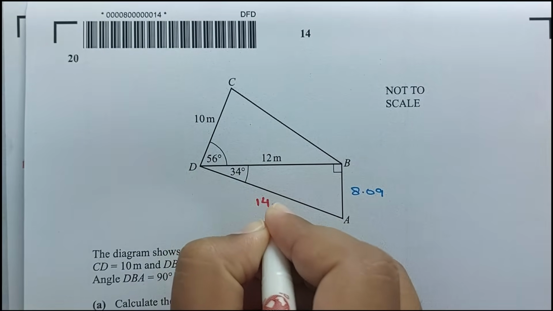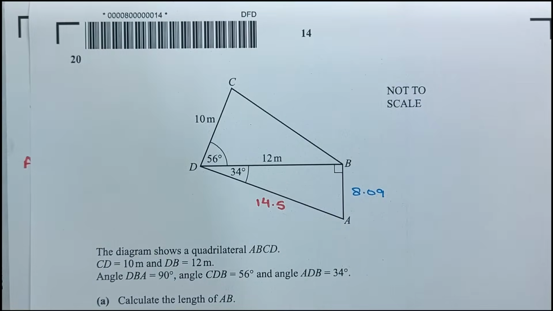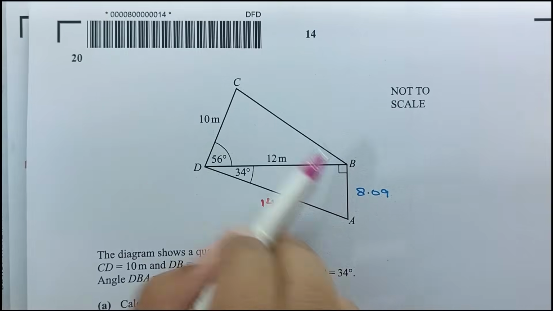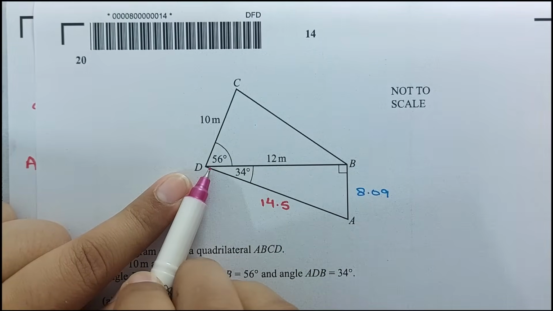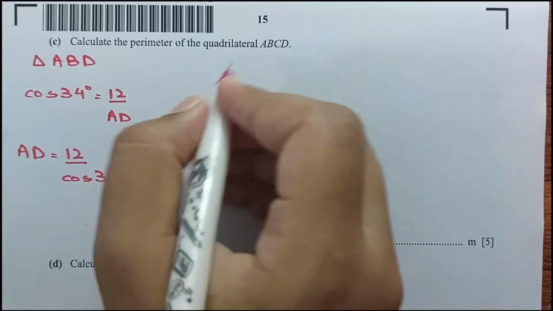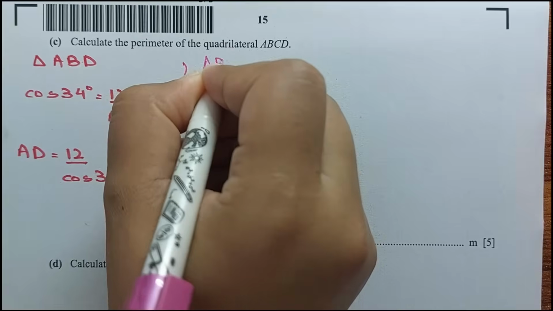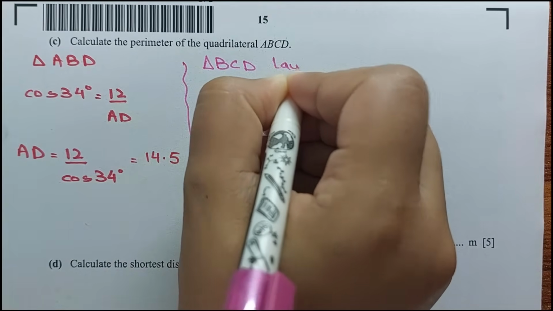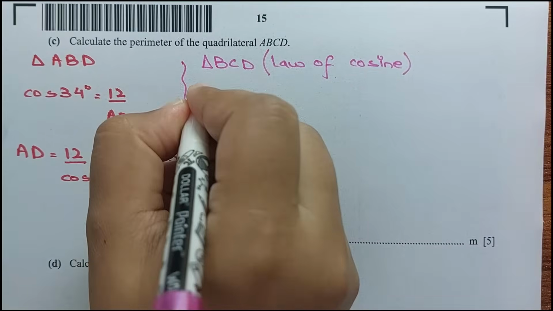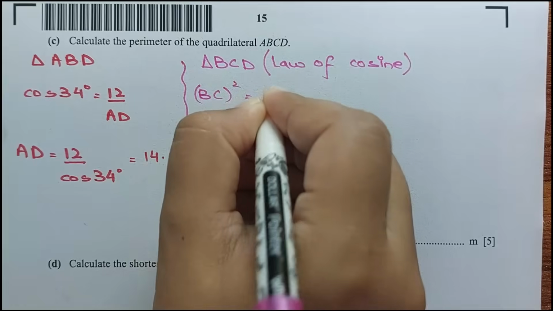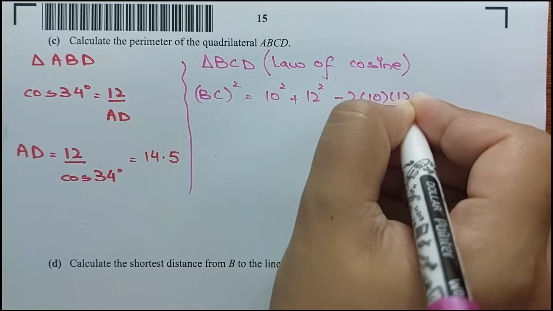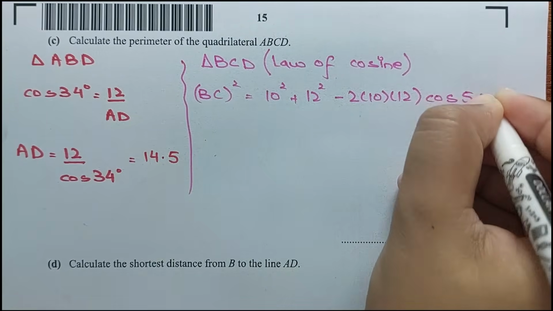AD length is 14.5. Okay, now we need to figure out the length of BC. Consider the triangle BCD, with two sides and the angle between them. We can use the law of cosine on BCD, right? So BC squared is equal to 10 squared plus 12 squared minus 2 times 10 times 12 times cos of the angle between them, which is 56 degrees.